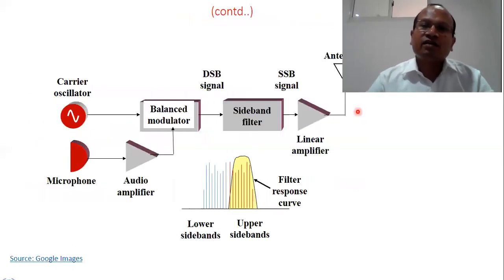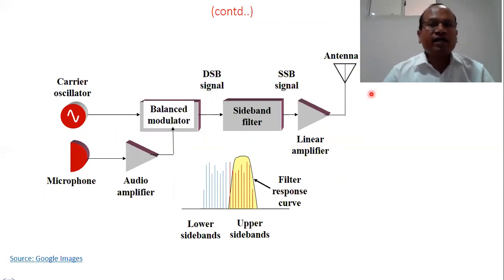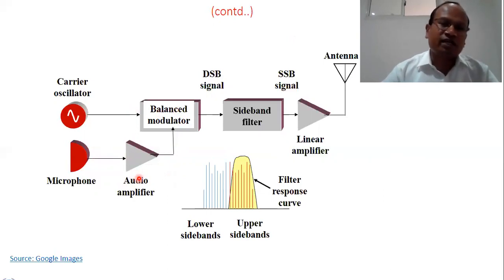Now let us see the block diagram of the filtering method. How can we generate the SSB? This is the block diagram. So see, we are using a balanced modulator. As I told you, what does the balanced modulator do? It is taking the carrier and the microphone signal, through an audio amplifier, because when an audio signal is generated through the microphone, amplification is needed, the strength has to be enhanced.